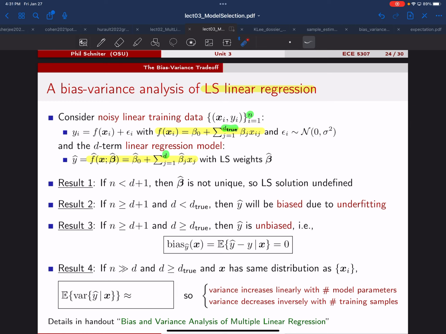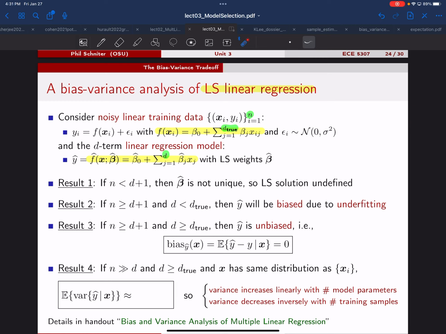Is it tall? Is it wide? N by D. Yeah, it's right. It's n by d plus 1, so it's a wide matrix. So basically, you have many more things, predictors, betas you're trying to learn, and not enough data to learn them, right?